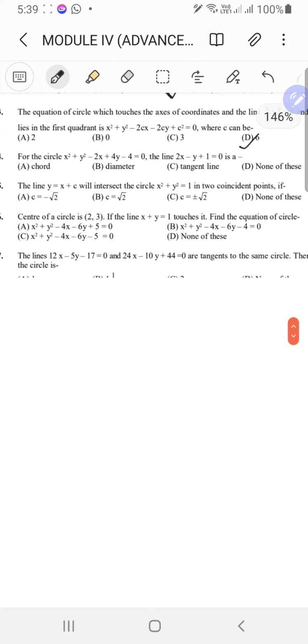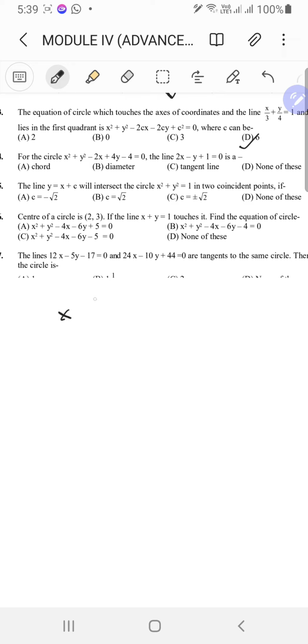the line 2x minus y plus 1 equal to 0 is a... okay, so for this circle the line is... well, how do we do it? The tangent, diameter, chord, none of these. I think the best way would be to find the perpendicular distance from the center to the line. Just find the center first of all, and also find the radius.